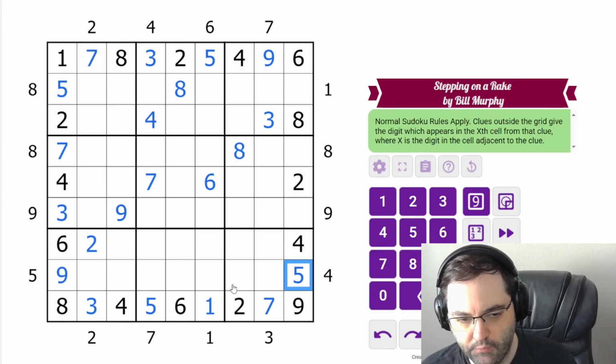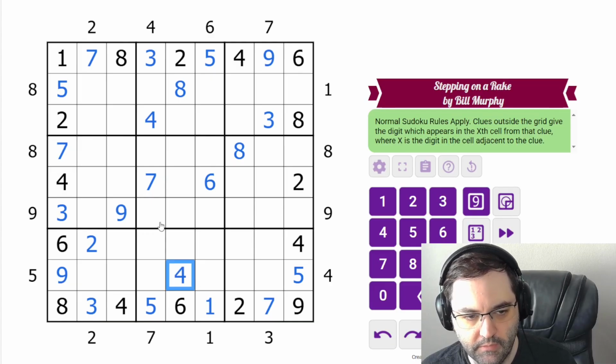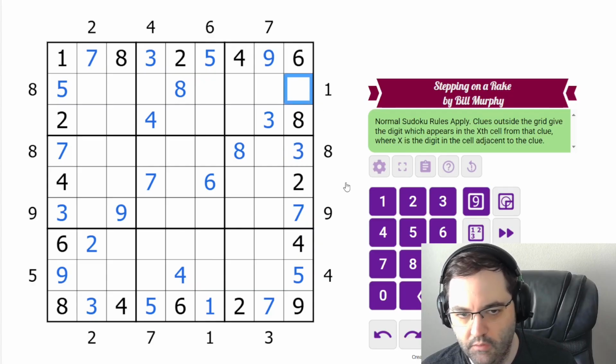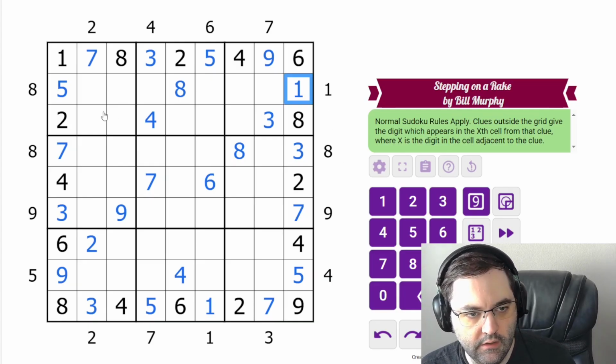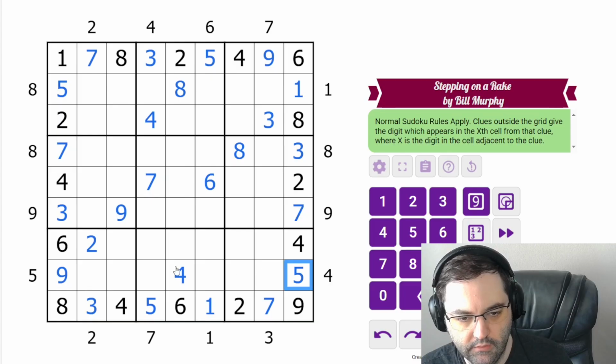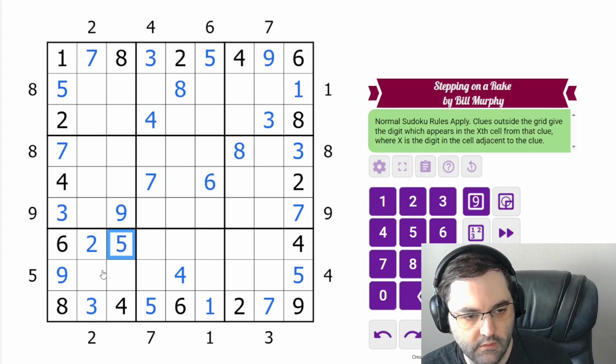Now here we have 4 in the 5th cell immediately from that clue. We already have the 9, so that's 7. We already have the 8, so that's 3. And then 1 must be in the 1st cell again. And that is it for the clues. So now we're just doing classic Sudoku. Let's see where we want to start. This box needs a 5 and it can't go in these cells. So this is 5. And then we need 1 and 7 to finish it off.